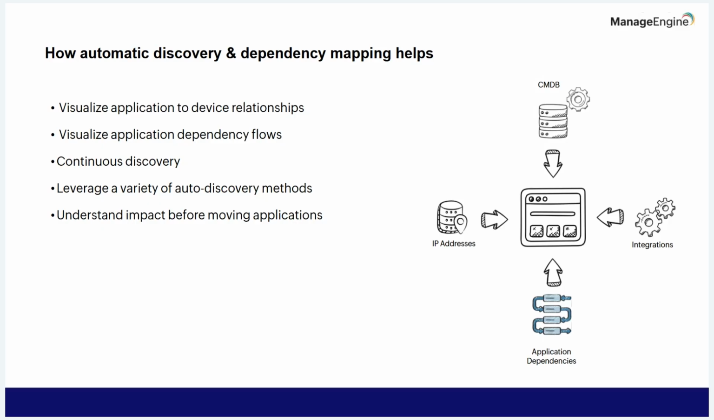Over a period of time, the scheduled discovery can be helpful, and it also helps you to leverage a variety of auto discovery methods as I mentioned previously. Through the IP range, CIDR range, VMware, or vCenter based discovery, all that can be done using OpManager Plus in a single console. Using this dependency map and discovery mechanism helps you to easily understand, before moving our application, and avoid getting into any unwanted outages.